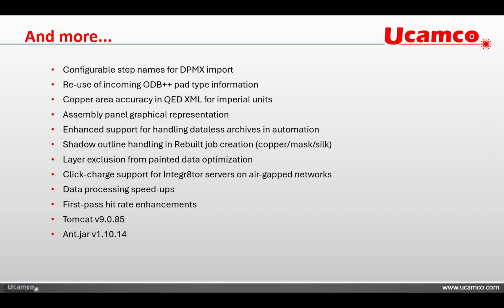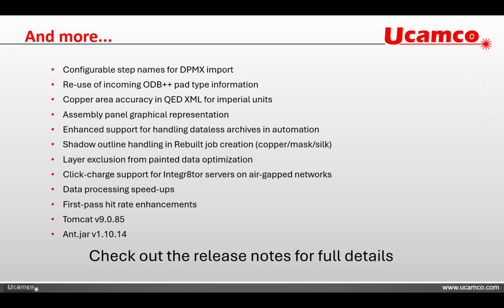The last two are something for the admins amongst us. This version ships with the new version of Tomcat, version 9.085, as well as an update of ant.jar, which is something that we use in the context of ODB generation. But for all these items, as I said, do check out the release notes. There is technical data there, there is background, and there are images. So I'm sure that you will find everything you need if you go and look there.